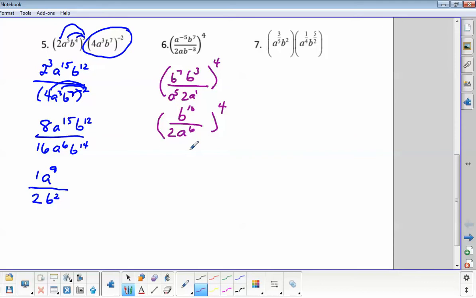Now you can raise everything to the 4th power. For power to a power, you multiply exponents, so that becomes b to the 40, and a to the 24. And then the 2 is raised to the 4th power, so 2 times 2 times 2 times 2, which is 16.